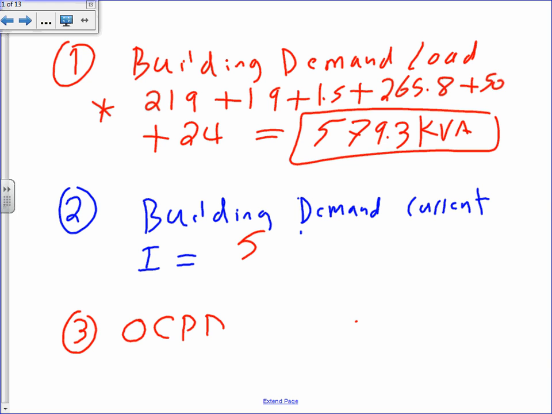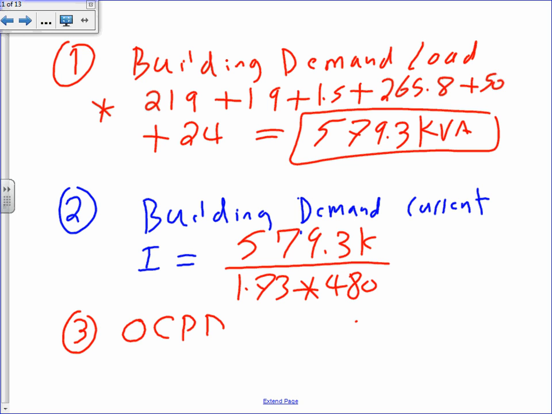Then we need to find the current, guys, because we size things based on the current. 579.3 kVA. Divide this. What's the voltage system? 1.73 times 480. We're running them at 480. I need somebody to give me the answer. 698 amps.